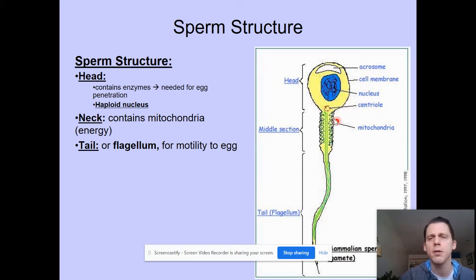We have the neck here. The neck has mitochondria. The mitochondria are going to give this cell energy. And the reason why it needs so much energy is because the tail is a flagella and is going to whip back and forth, moving the sperm throughout the female reproductive system. And the flagella is going to guide it to the egg. So we have to have lots of mitochondria because all that movement is going to take a lot of energy.